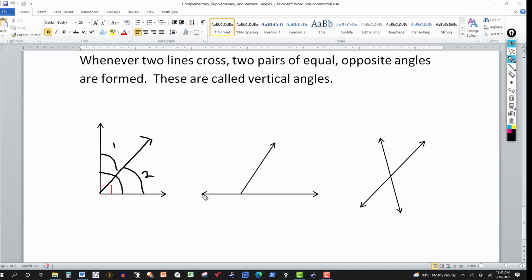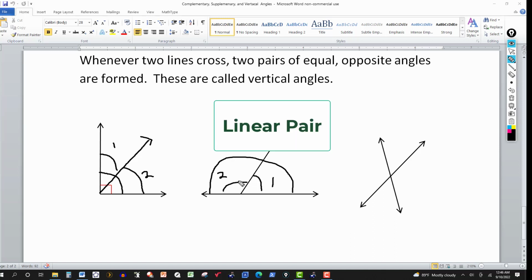Now if you got a situation like this, we'll have a straight angle here, and then I got a ray coming out like this, so I form this angle here. Let's call that angle 1, and this angle over here, let's call that angle 2. This is called a linear pair. This whole angle right here is a straight angle, that's 180 degrees. Because these two angles make up this entire angle, angle 1 and angle 2 are supplementary. They're called a linear pair. They add up to 180.